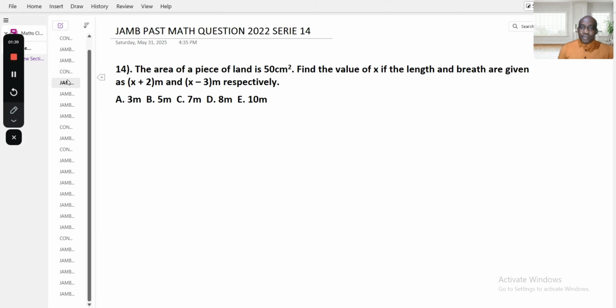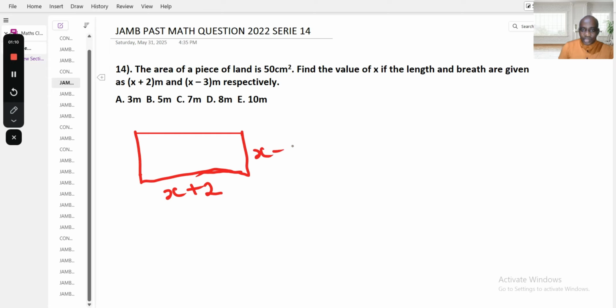The area of a piece of land is 50 centimeters. Find the value of x if the length and breadth are given as this. Now the piece of land, let me draw it, let me demonstrate it. Let's assume that this is the piece of land. We are given that the length is x plus 2 centimeters, while the breadth is x minus 3. What is the area of the land? The area of the land is length times breadth, isn't it?